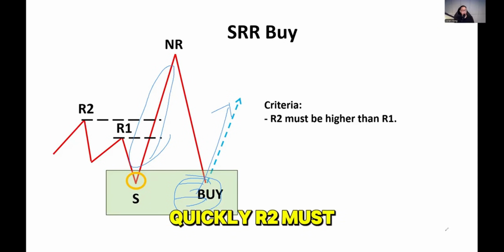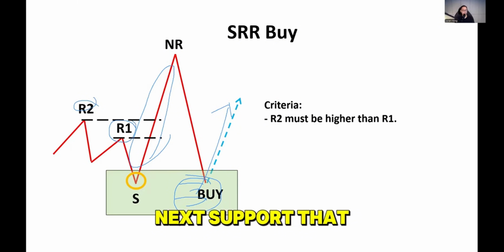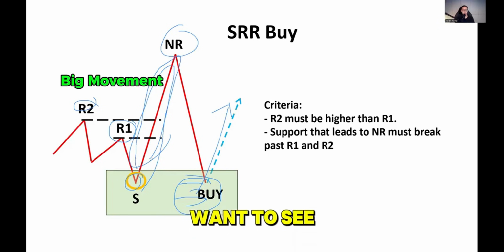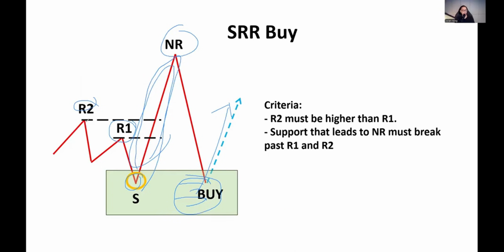But very, very quickly, R2 must be higher than R1 because it needs to break through two resistances. Next, support that leads to NR. This support that leads to NR has to be a continuous big movement. You want to see a breakout that happens, that breaks out above R2 and R1.